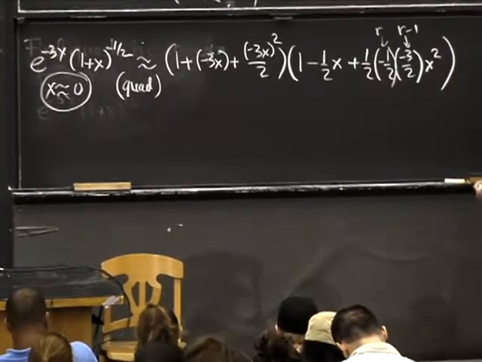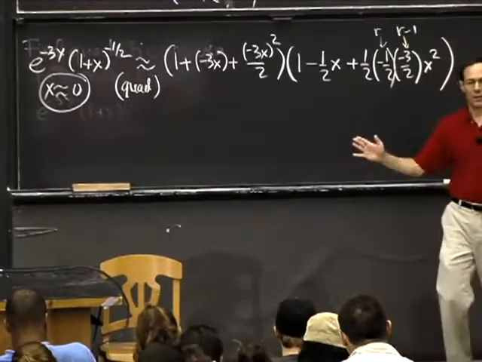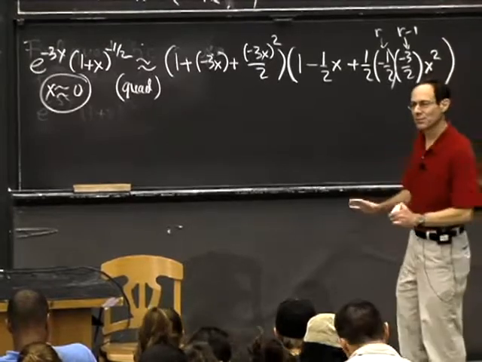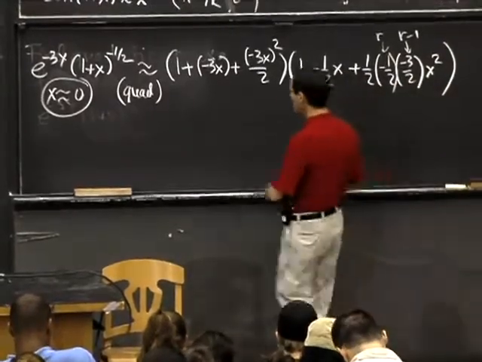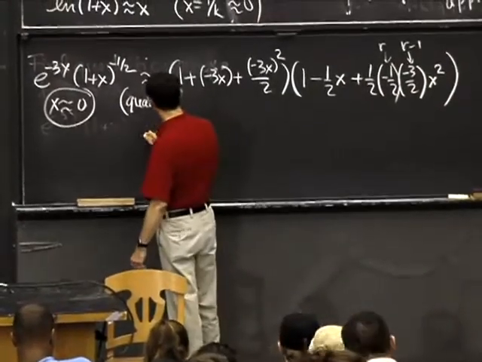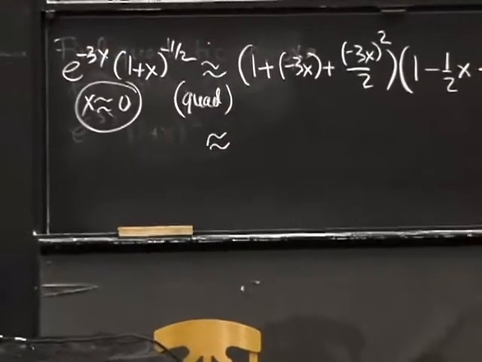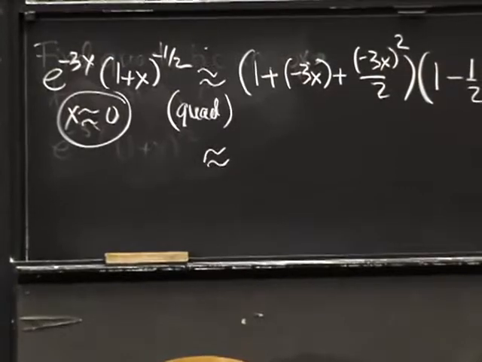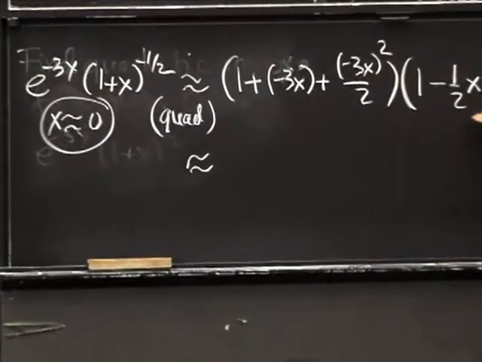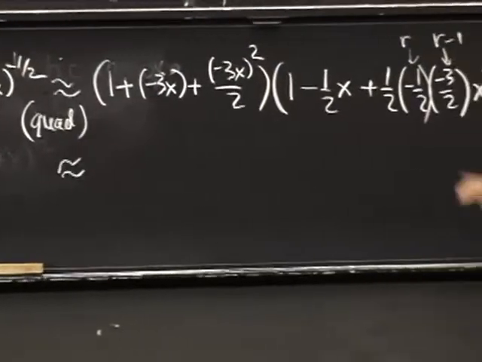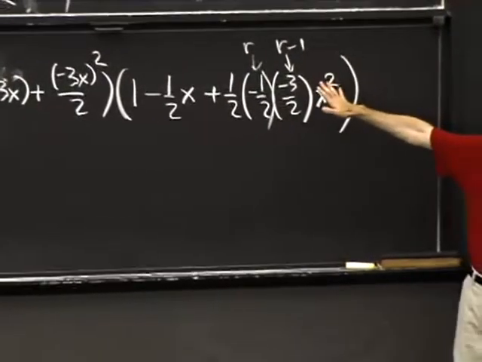And now I'm going to do something which is the only good thing about quadratic approximations. They're messy, they're long, there's nothing particularly good about them, but there is one good thing about them, which is that you always get to ignore the higher order terms. So even though this looks like a very ugly multiplication, I can do it in my head, just watching it.